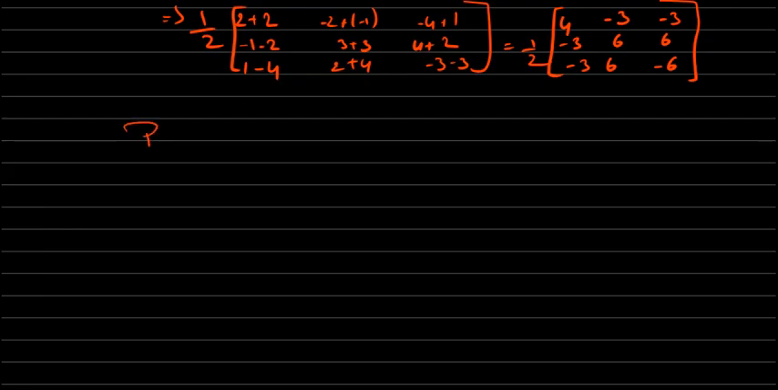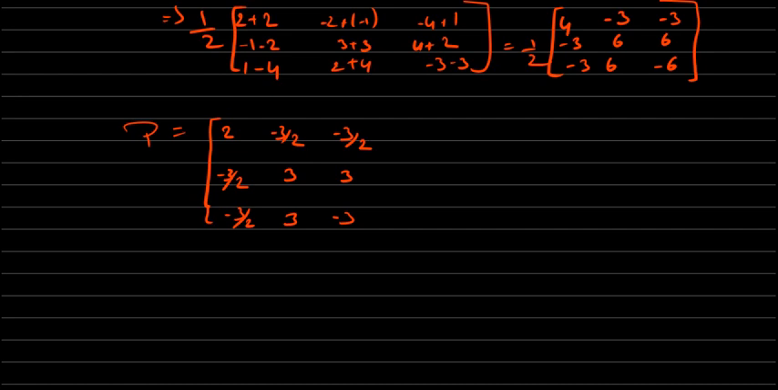P is equal to: 4 by 2 will become 2. This will become minus 3 by 2. Again, this is not divisible, so it is minus 3 by 2. This is also minus 3 by 2. 6 by 2 will become 3. 6 by 2 will become 3. Again, minus 3 is not divisible, minus 3 by 2. Again, 6 by 2 is 3. Minus 6 by 2 is minus 3.